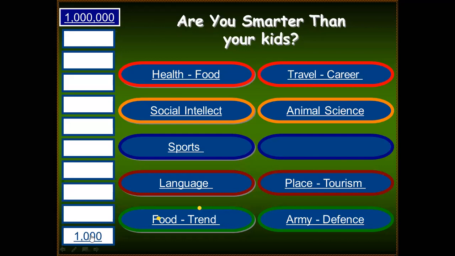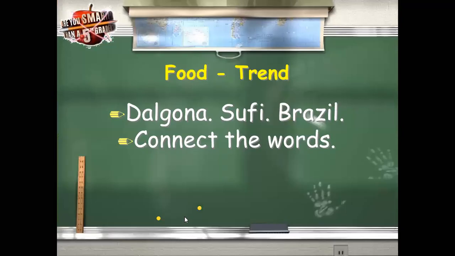Yeah, tell me your name, so I don't know your faces. Zed. Choose. Food and trend. Okay, interesting. That's a very nice quiz, by the way. Food and trend. All right, let's get going. There are three words I have given you, Zed. Dalgona, Sufi, and Brazil. What's the answer?